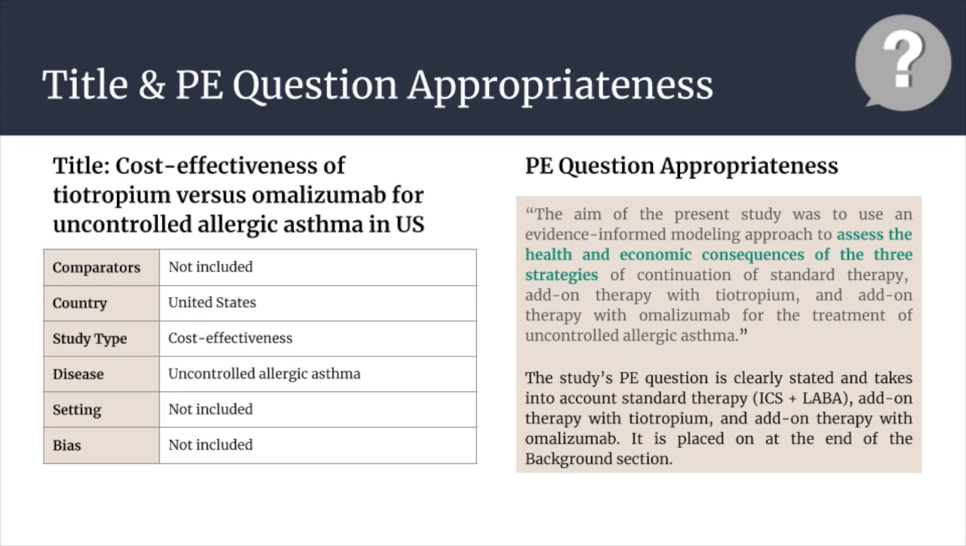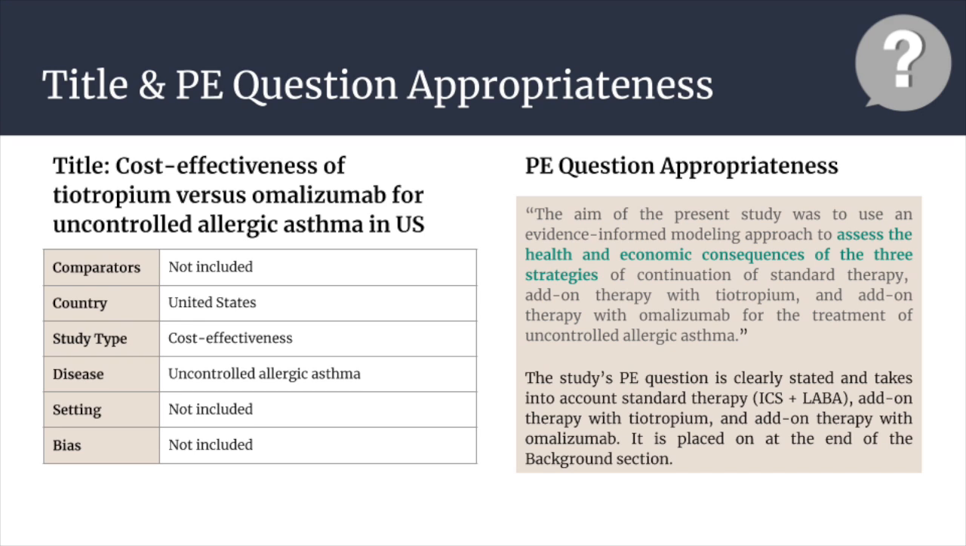As for the comparators, it is unclear what the comparators are if one is only reading the title of the study. It's not until later, when one reads further into the article, that the reader learns that the comparator is actually standard therapy, which in this case is the inhaled corticosteroid plus a long-acting beta agonist. There is also no mention of the setting of the study in the title, whether it's a private hospital, a private health insurance company, government agency, community pharmacy, or others.